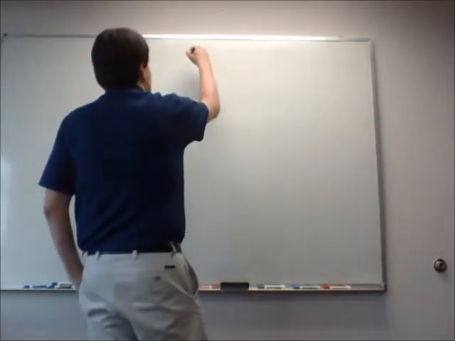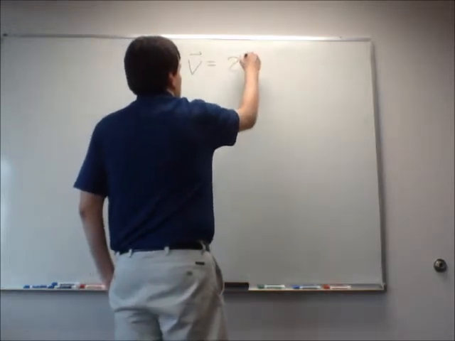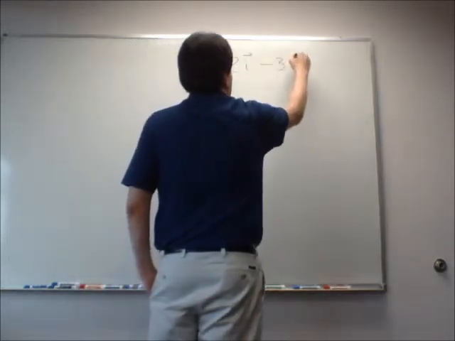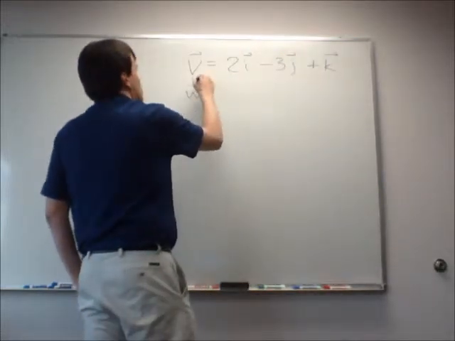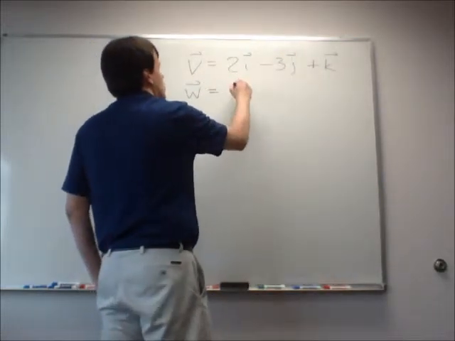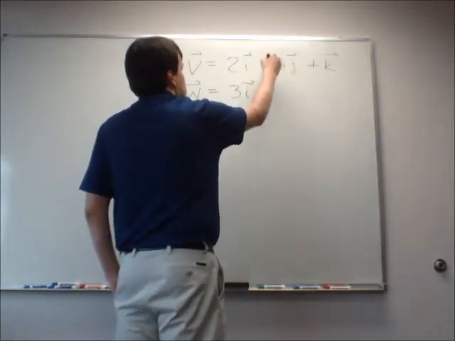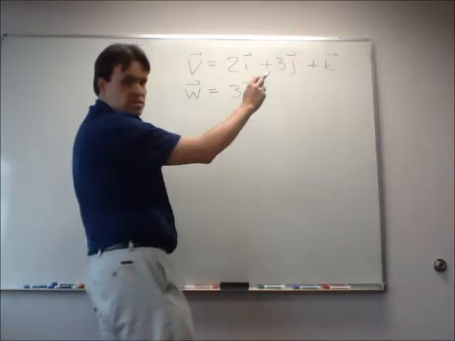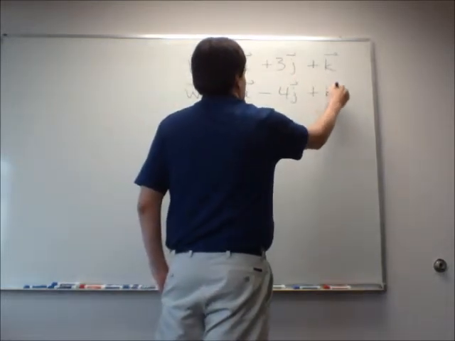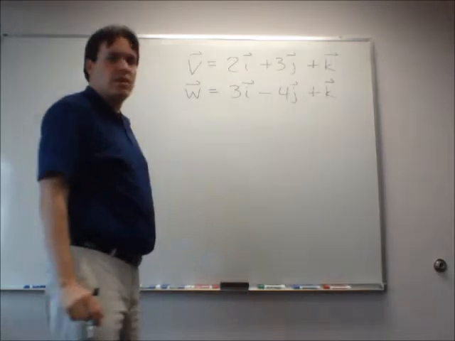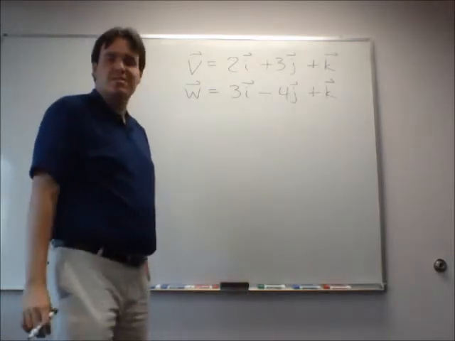But let's suppose that V is equal to 2i minus 3j plus k, and W is equal to 3i... Actually, let's make these the same as before, so that's a 3j. Sorry about that. 3i minus 4j plus k. I think those are the same as I had written down earlier. It doesn't matter terribly, I just like to be consistent.